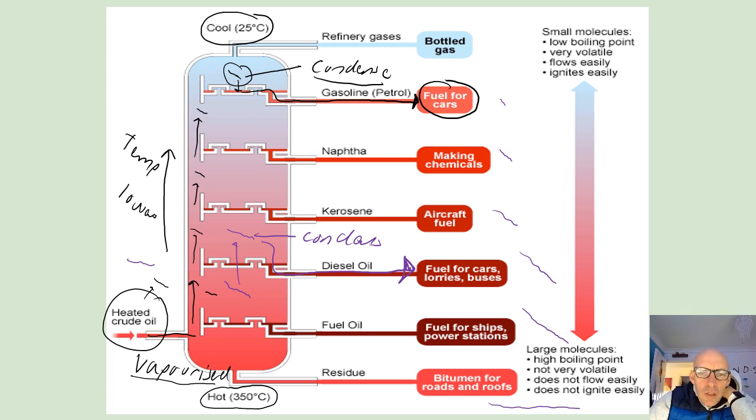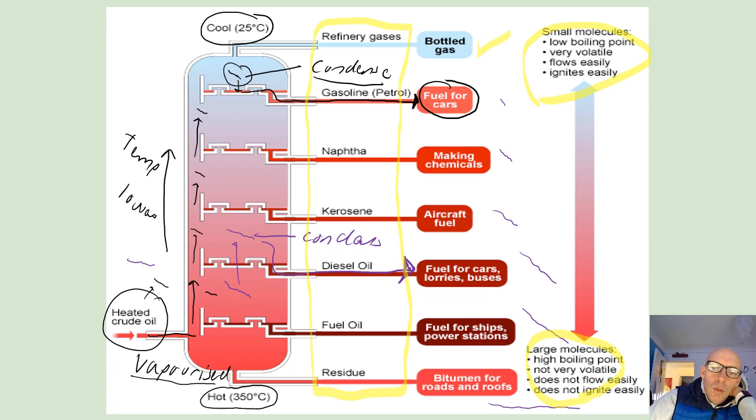Now, this diagram looks difficult to draw, but it's not. What I want you to get from this page in your notes before you move on is to get down the names of the different fractions that we want, and the properties of the small chains, the properties of the big chains, and the idea that here's gas, small, slightly bigger for naphtha, slightly bigger for kerosene, and then when you've done that, move on.